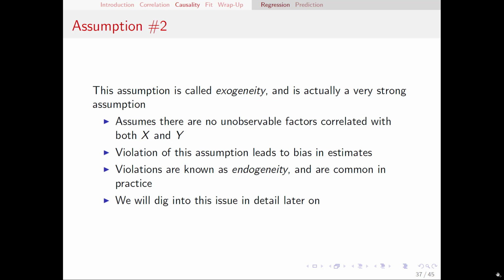This problem is called endogeneity. Endogeneity is enemy number 1 in regression analysis. It's a very common problem and one that requires us to think carefully about before we make causal claims. We're going to talk about endogeneity more in a coming video.